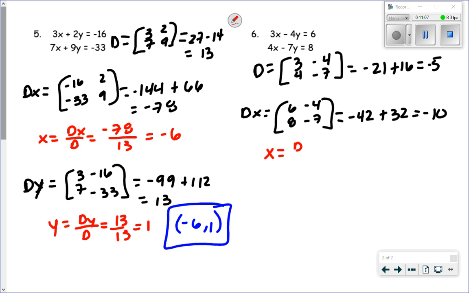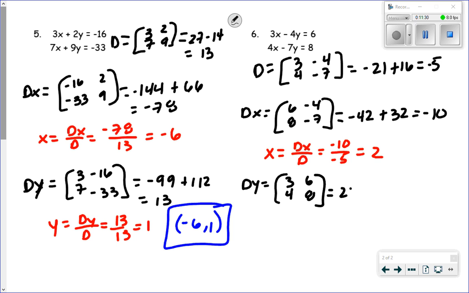So x would be -10 over -5, which would be 2. And dy, 6, 8, nope, 3, 4, 6, 8. 3 times 8 is 24. Minus 4 times 6 is 24. That would be 0. So y would be 0 over -5, which would be 0. So my ordered pair would be 2, 0.